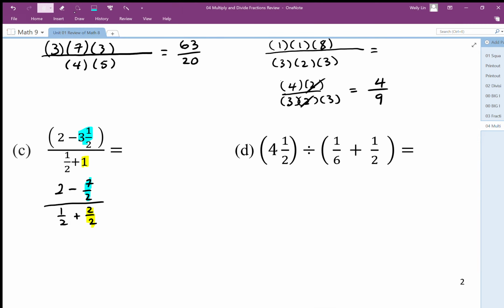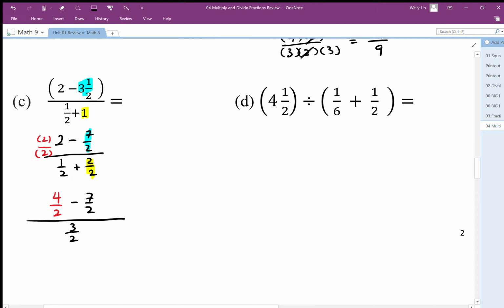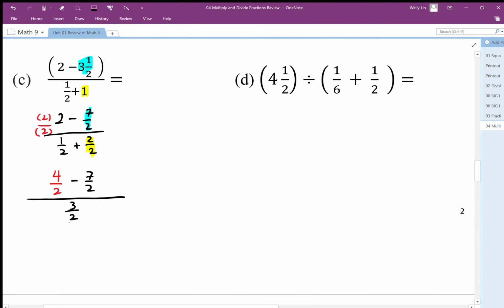I'm going to get a common denominator for the 2 as well. So the 2 becomes, I'm going to do a times 2 divide by 2, so that's going to keep it the same. And so I end up with 4 over 2, that's my common denominator, minus 7 over 2, and a big divide here. I have 1/2 plus 2/2, I'm just going to do that part, I'm going to have 3 over 2. Okay, so the next step I'm going to add the numerators or subtract the numerators, so I end up with negative 3 over 2 divide by positive 3 over 2.